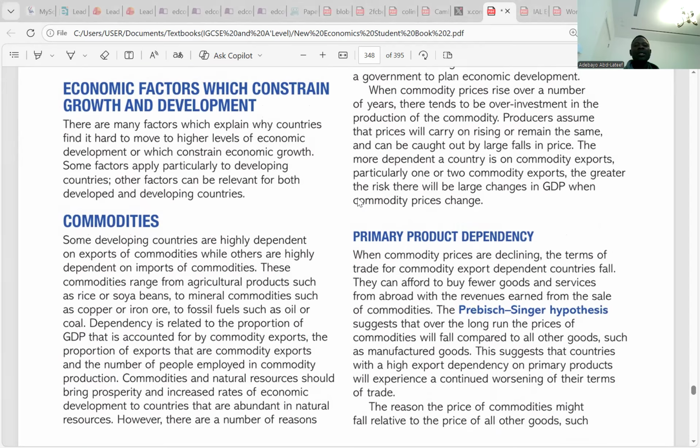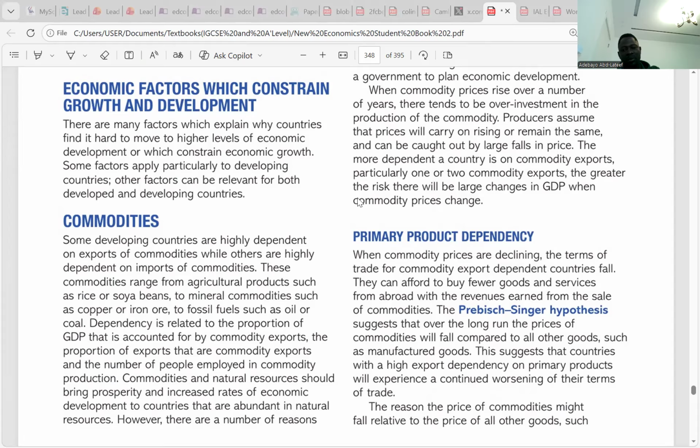So when we talk about economic constraints, we are simply talking about hindrances that make it difficult for an economy to reach its full potential. That's what a constraint is about. So one of the factors that might hinder the growth of an economy is commodities.